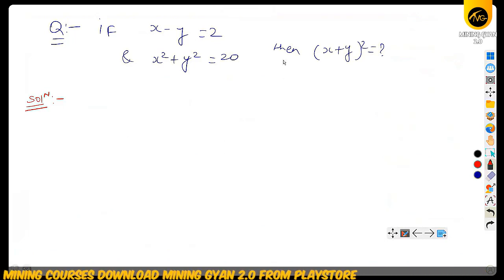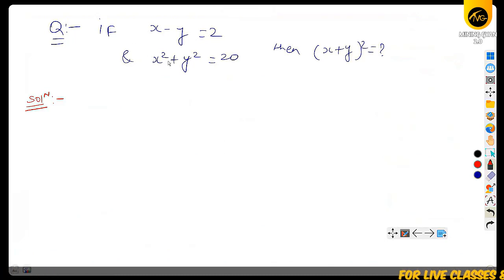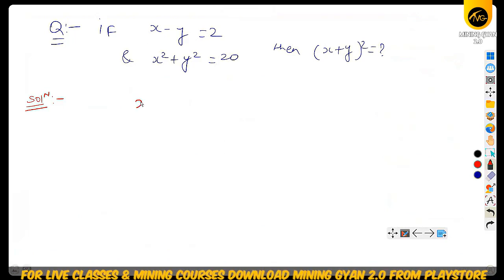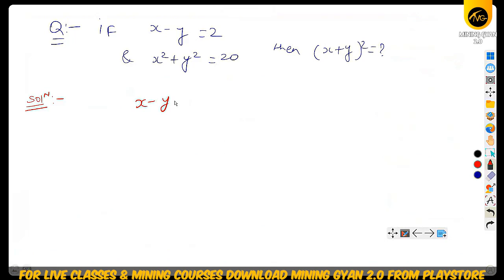Okay, so the second portion of the question is the square value of x plus y. That's why we have to convert the first expression of the question into the square form. That's why we have to square both sides of the equation. So x minus y is equal to 2. Just squaring this expression.